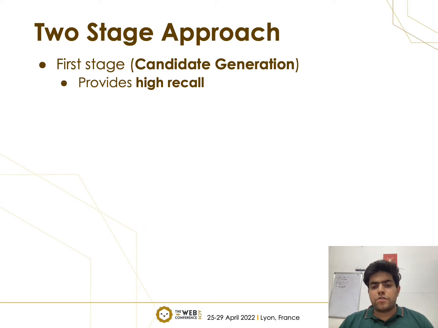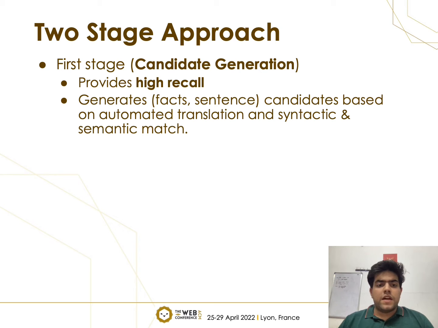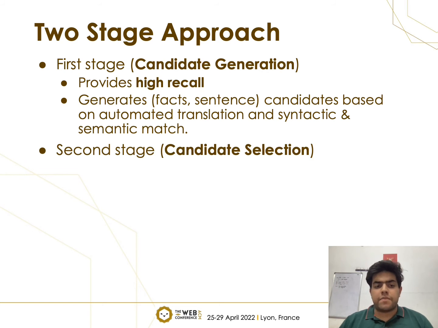Hence, the aim is to not miss out on any fact which actually aligns with the sentence, while allowing the possibility of having extra facts which may or may not later on align with that sentence. Thus, we generate fact sentence pair candidates based on automated translation and syntactic and semantic match.